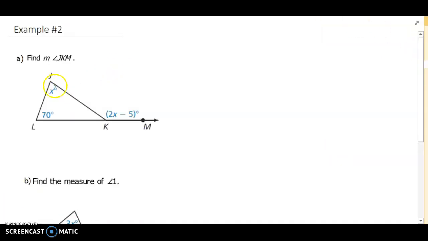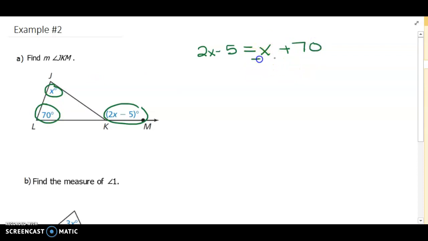Right, now I'm going to do an example of the exterior angle theorem here. So I know that the exterior angle, 2x minus 5, is going to be equal to the two non-adjacent interior angles, so it equals x plus 70. Now I've taken a geometry problem, guys, and I've just turned it into an algebra problem.